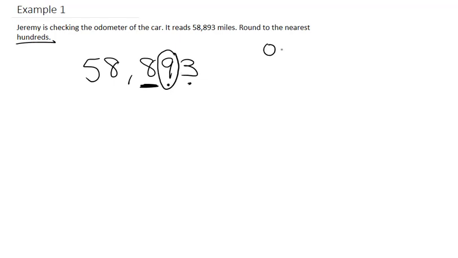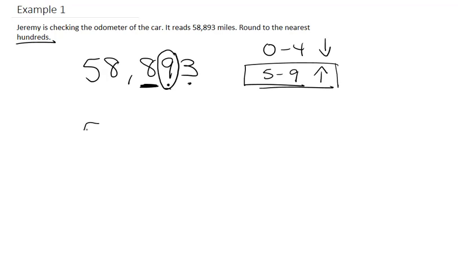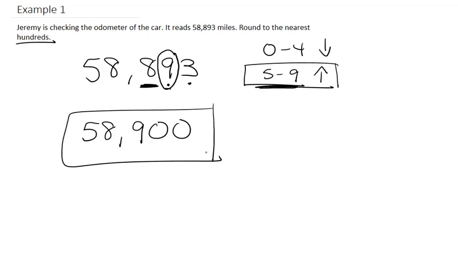This 9 will be the indicator if we round up or if we round down. So remember, if it's between 0 to 4, we round down, and if it's between 5 to 9, we round up. So we can look at this 9, and we see that it is under this 5 to 9 category of range because it's a 9. So we're actually going to round this 8 to 9. So what happens is we have 58,000, and then this goes up because this 9 tells us to round up for the hundreds. And then anything after what we've rounded is going to become a 0. So this is our final answer.